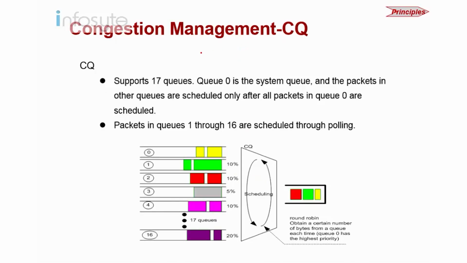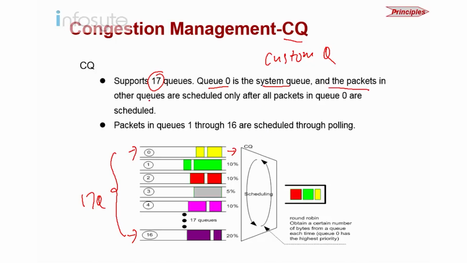Now the next congestion management is called CQ. CQ is called custom queuing. Custom queuing supports 17 queues, from 0 all the way to 16. In this case, we have 17 queues. Q0 is called the system queue. So this one, the system, will always go out first. The packets in other queues are scheduled only after Q0 is scheduled.